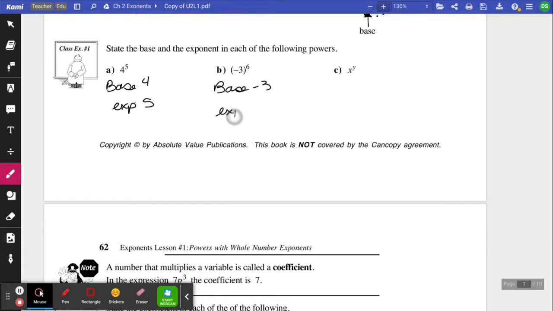What's the exponent? 6. What's the base? What's the exponent? Okay.